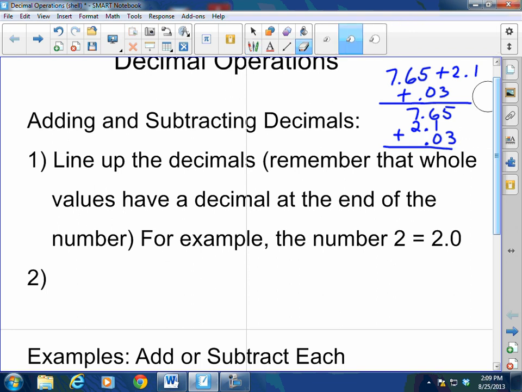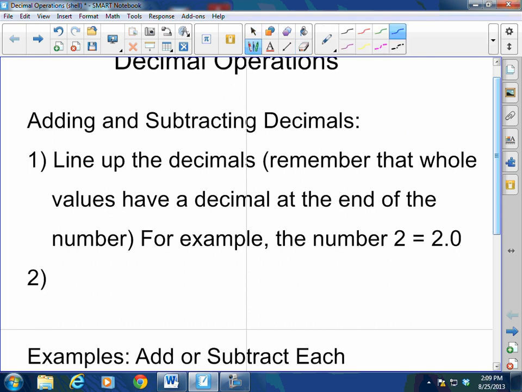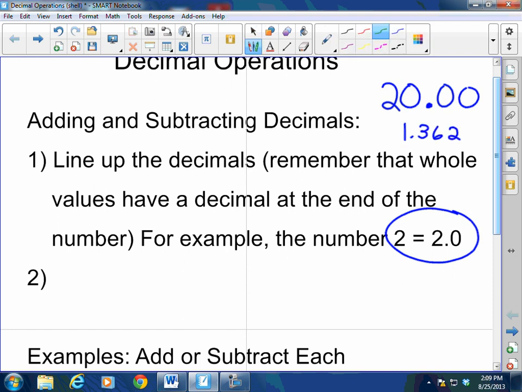Also, whole numbers. Again, please look at this example here. 2 really equals 2.0. When you're working with numbers, think about money. When you pay $20, it's really 20.00. There's always a decimal at the end of any number unless otherwise indicated. Of course, 1.362, the decimal is not at the end. The decimal is right here. So it's otherwise indicated. But if you just have a number like 70, please remember that it's really 70.0. That's going to make your life a lot easier when dealing with decimals.